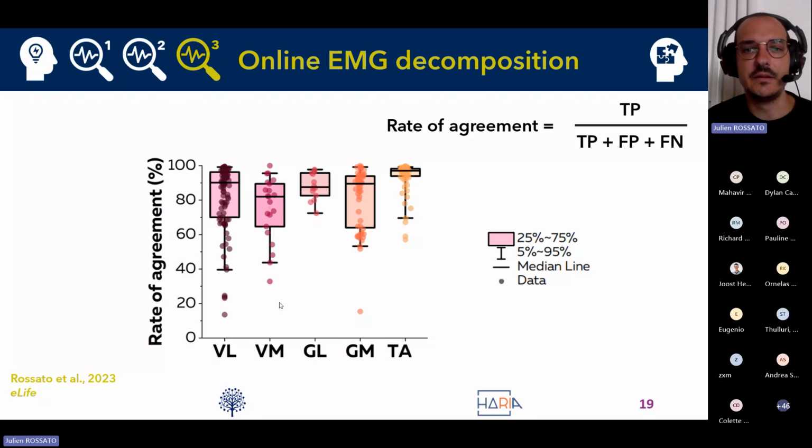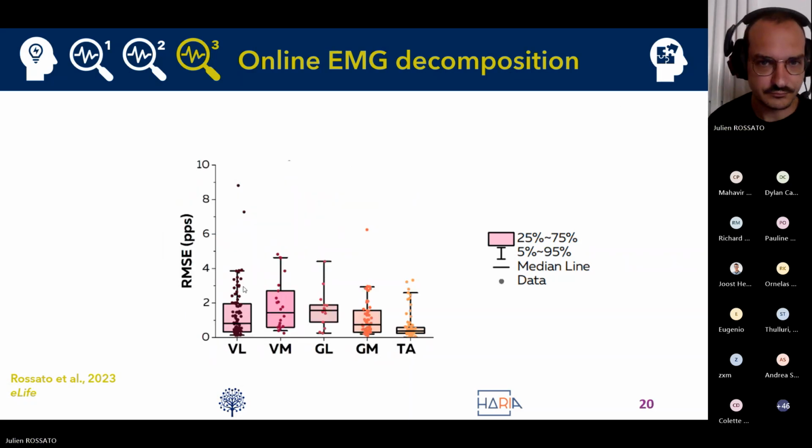We tested the accuracy of the online decomposition with experimental signals as well in different muscles. The highest rate of agreement was with the tibialis anterior, with 93% on average, and the lowest rate of agreement was observed for the vastus medialis, with 75% on average.